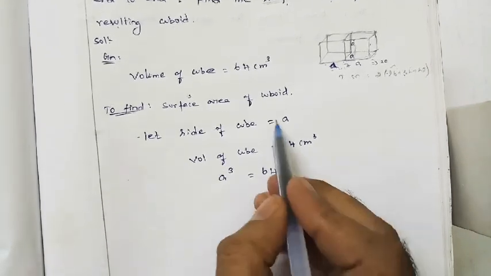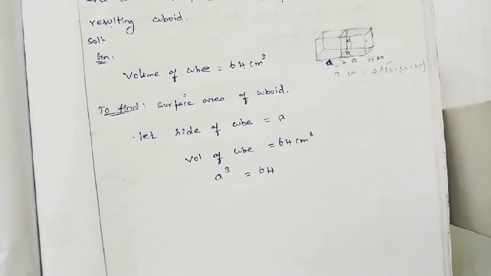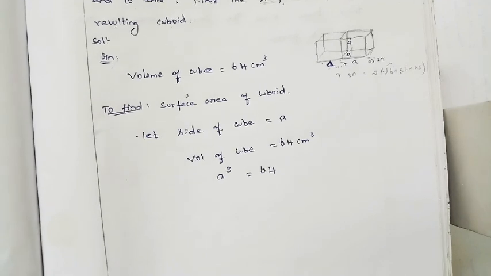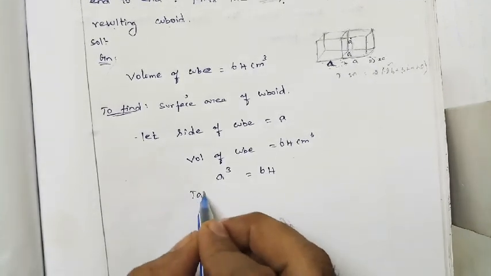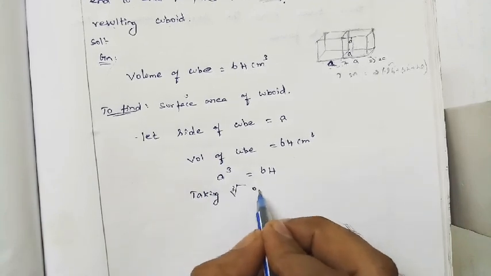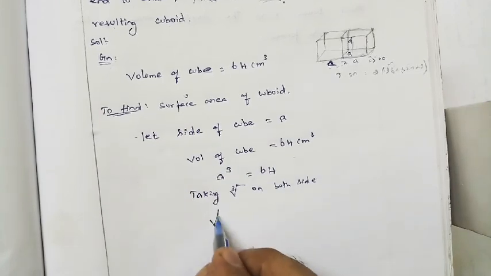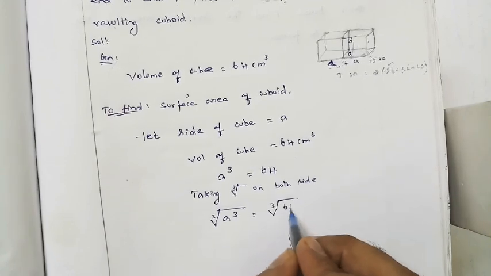Now we want to find the value of A alone. How are we going to find A? We have A cube. How are we going to remove the cube? By taking cube root. So taking cube root on both sides, cube root of A cube is equal to cube root of 64.